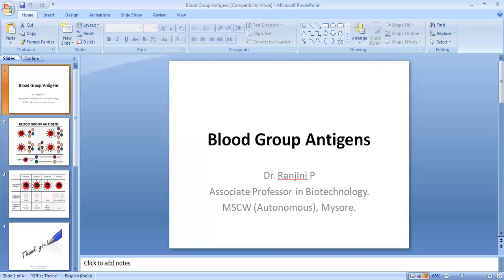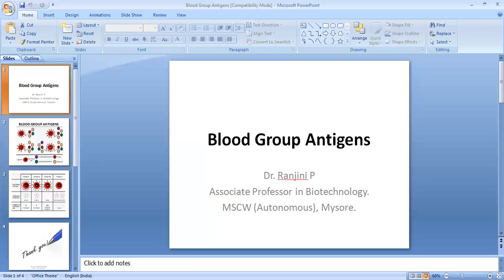Similarly, group O positive tells us their RBCs carry Rh antigen. Group O negative tells you it is O blood group without Rh antigen. So you have to consider, prior to the blood transfusion, whether the individual carries the Rh antigen or not. That is very important because in a blood transfusion, hemolysis may take place immediately and may be fatal to the recipient.